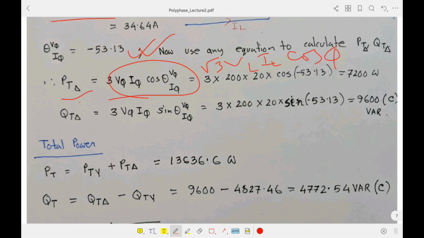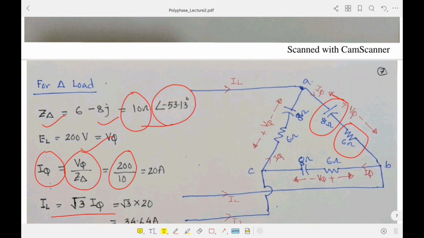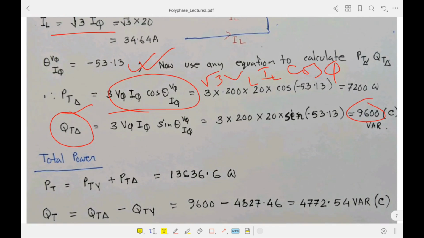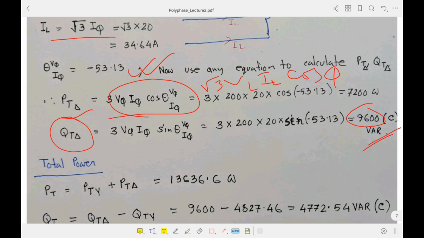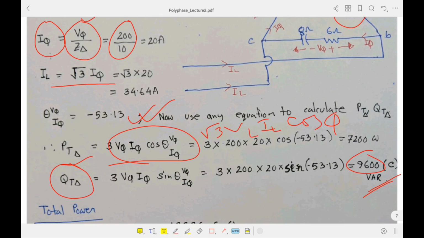And the QT delta, that means our reactive power, will be 9600 var. And if you remember, it was only capacitance in our delta connection. Let me show you again. So only capacitance is present, that's why this reactive power is var C, that means volt-ampere reactive, and it is only capacitance. So so far we have calculated all the powers for both the delta connection and the Y connection.